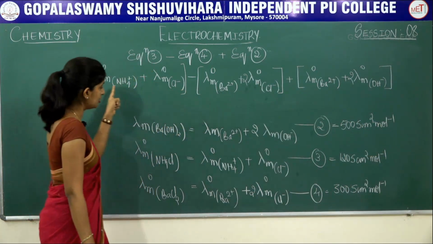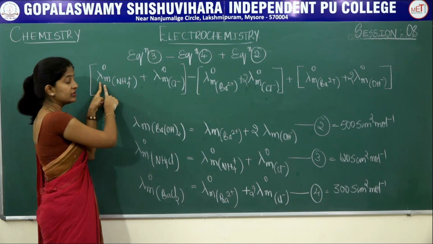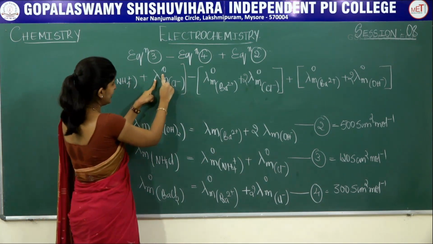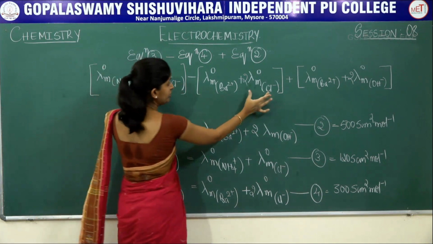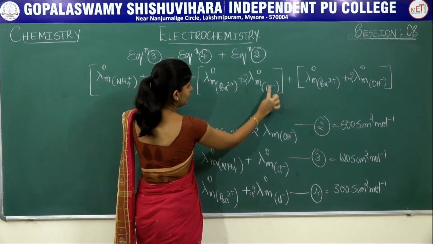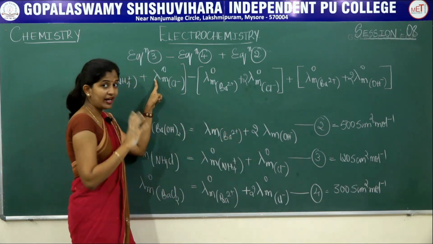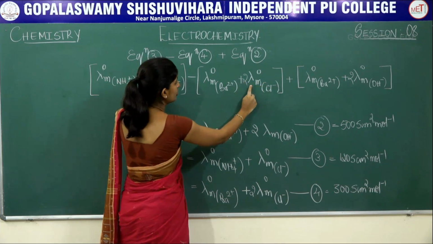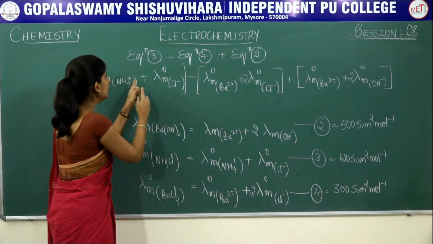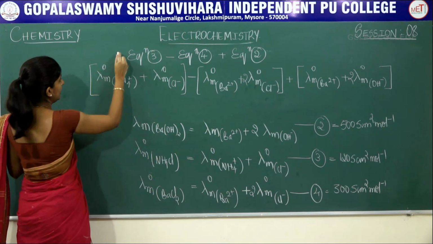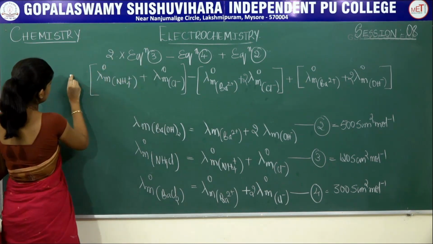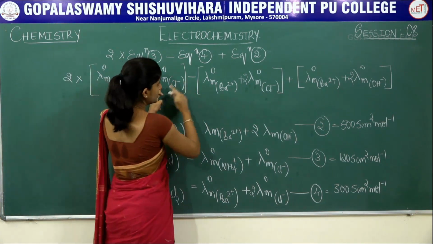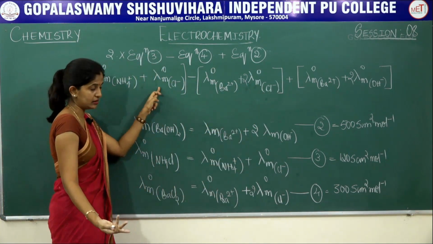So if I deduce this equation, you can observe that there is 1 ammonium ion, lambda m naught of 1 ammonium ion, lambda m naught of 1 Cl minus ion. But here it is 2 into lambda m naught of Cl minus ion. In the required equation, I don't want the Cl, so I have to cancel it out. But here it is 2, and there it is 1. So what should I do? I have to multiply equation 3 by 2, that is 2 into equation 3. So the 2 Cl minus ions get cancelled out.